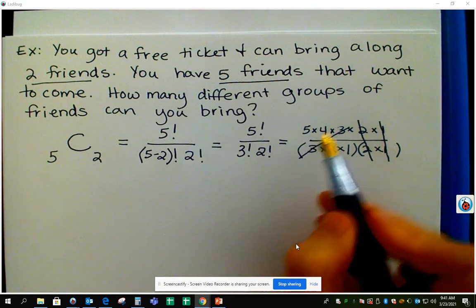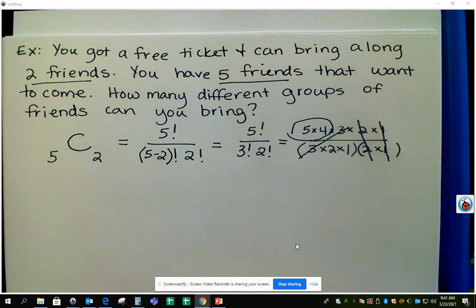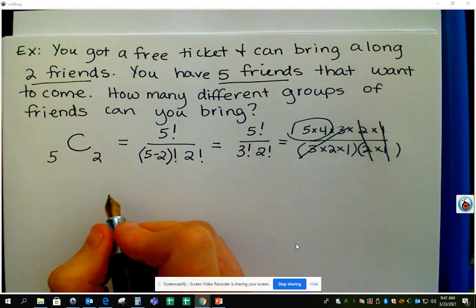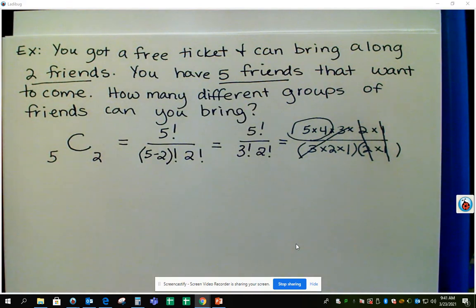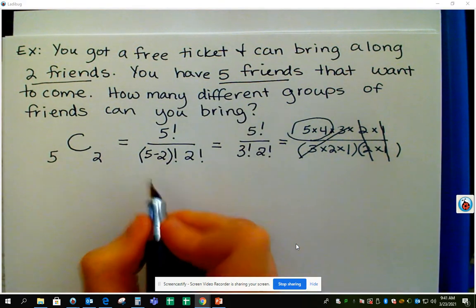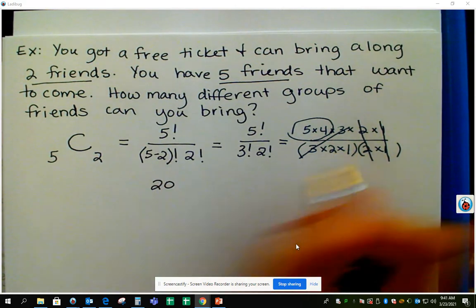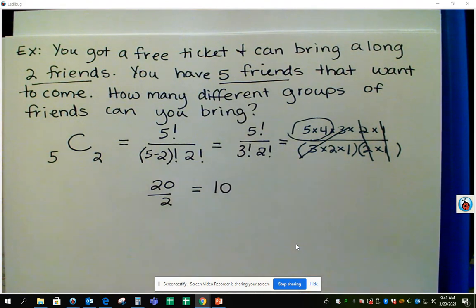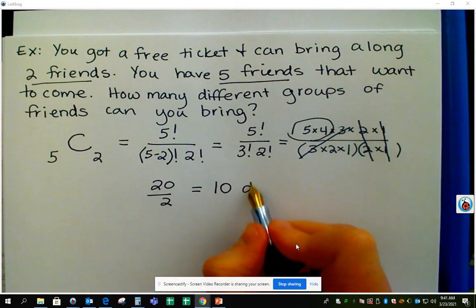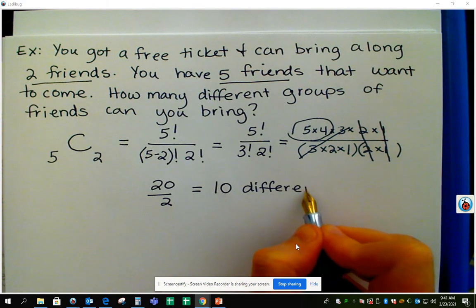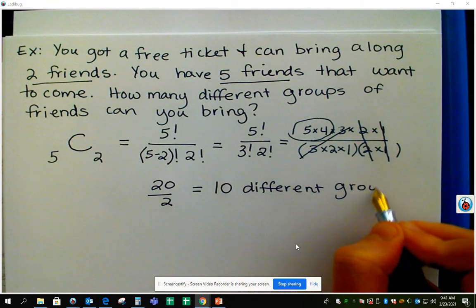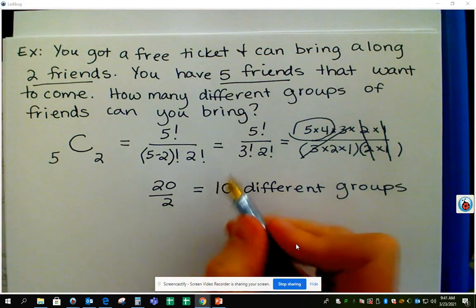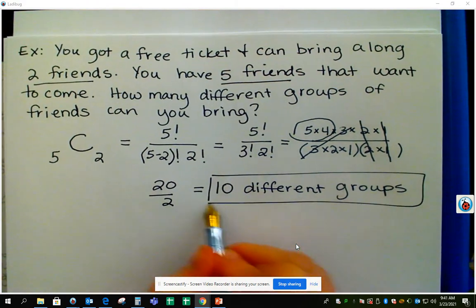Okay, so what I have left is 5 times 4, which is... how did I miss that? Did I miss something? Oh, no. Okay. 5 times 4 is 20, and 2 times 1 is 2. 20 divided by 2 is 10. So you will have 10 different groups that you could bring. Sorry, in my notes I missed the 3, and so I had different numbers here, but it works out the same. All right, 10 different groups.